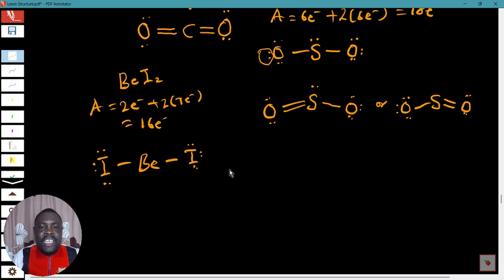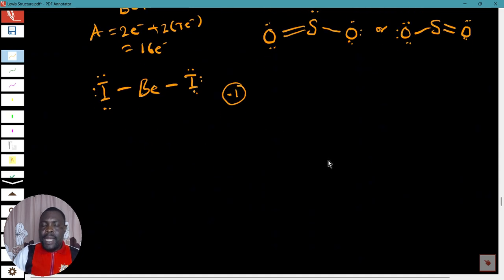The reason is that the oxidation state of iodine is what? It is -1, meaning that iodine cannot form a double bond. So we cannot convert any of the electrons on the iodine to a bond pair. So this compound has to remain like this because iodine cannot form a double bond.